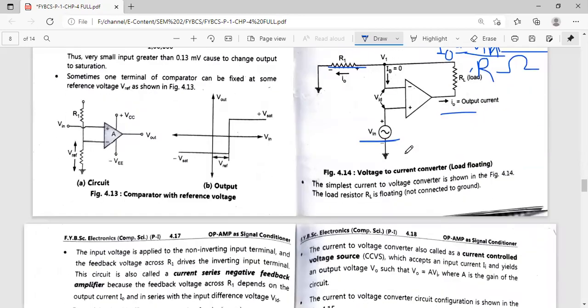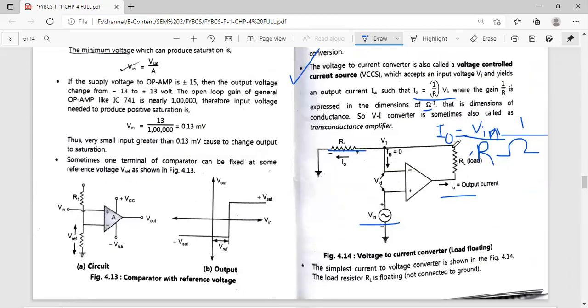Now the simplest voltage to current converter is given in the above figure. The load resistance RL is floating and it is not connected to the ground. Just understand this: the load resistance is not connected to the ground. That is why it is called a floating type of connection. Floating means it is not connected to ground.